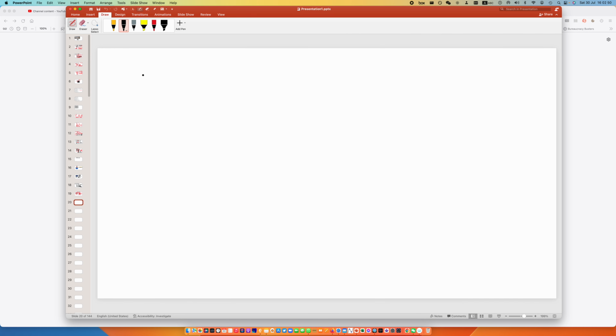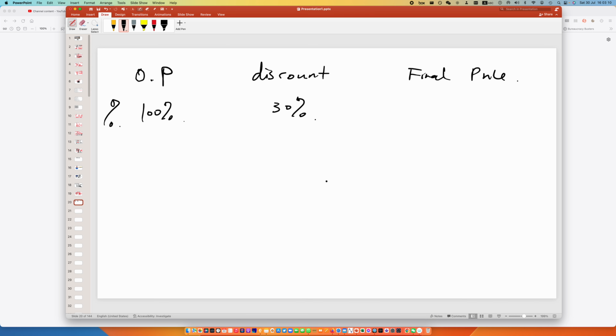Okay, so first thing first: original price, discount, final price. If you have the percentage, the original price is always 100%. Then the discount, let's say is 30%. For discount it is a minus. So we start with 100%, discount is minus 30% in this case. So the final price will be 70%. Does it make sense?